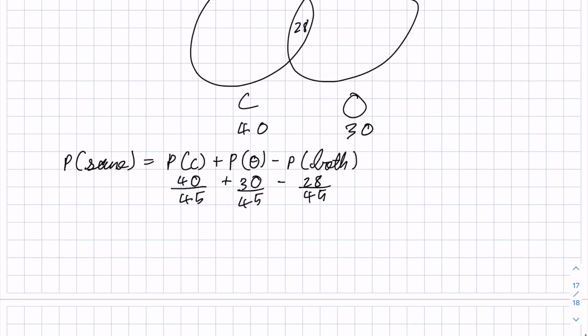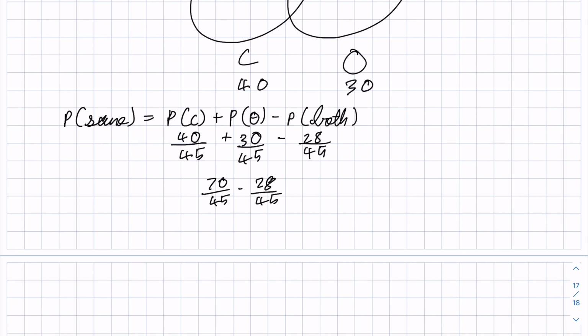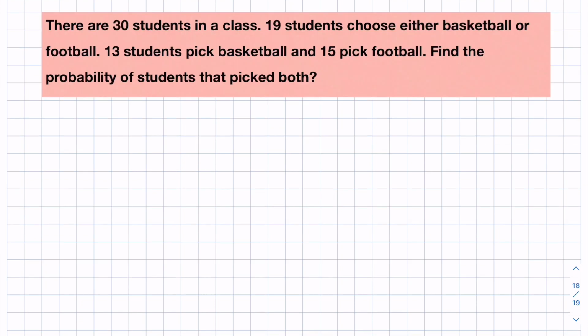Now to find the sane customers, it's 70 over 45 minus 28 over 45, and that should total us 42 out of 45. 42 out of 45 sane customers.